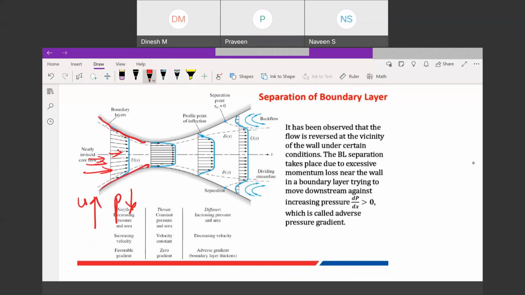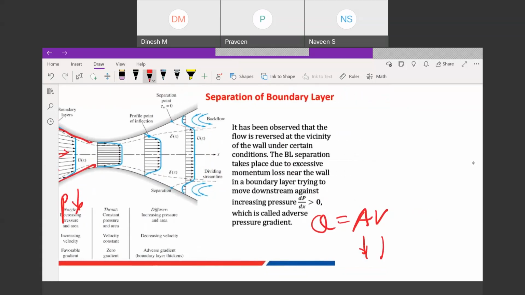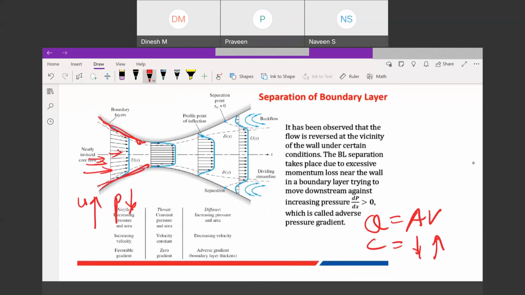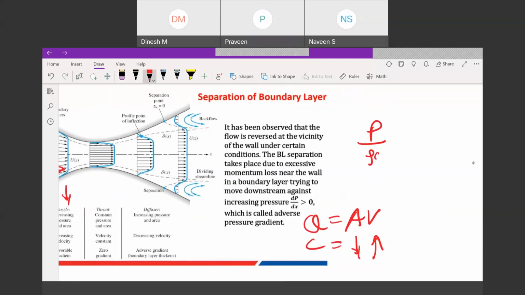Why does velocity increase? To maintain the mass flow rate, or volume flow rate. Volume flow rate is area multiplied by velocity. So if area is reducing, velocity has to increase to keep the discharge constant. So that's why when area is reducing, the velocity has to increase. Okay, so you see, in this direction velocity increases, and now with the help of Bernoulli's equation we can explain that in this direction pressure reduces, because Bernoulli's equation is P by rho g plus V square by 2g plus Z equals constant. Height is not considered here because we can leave that.